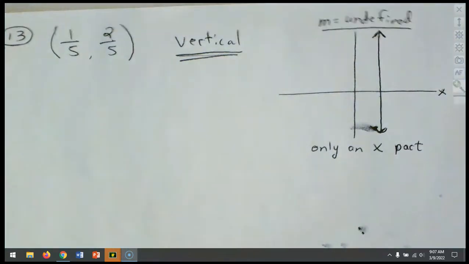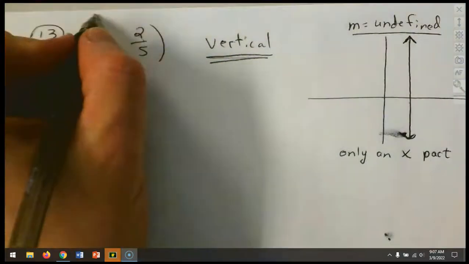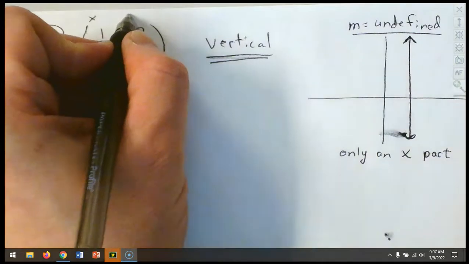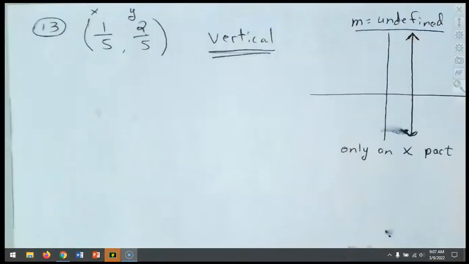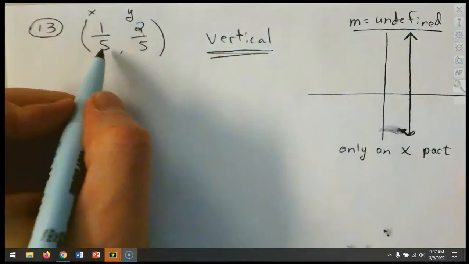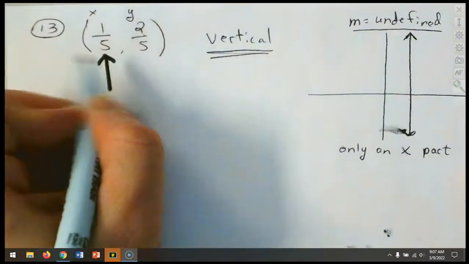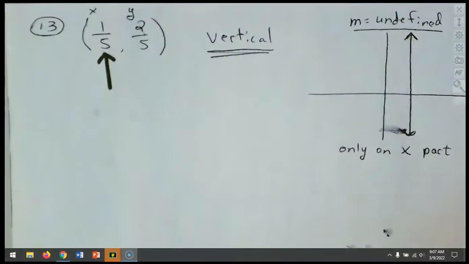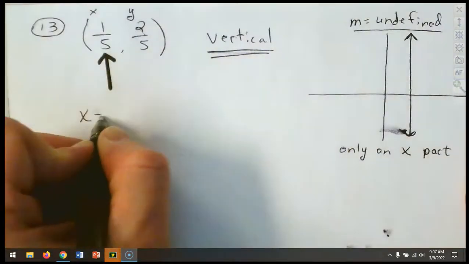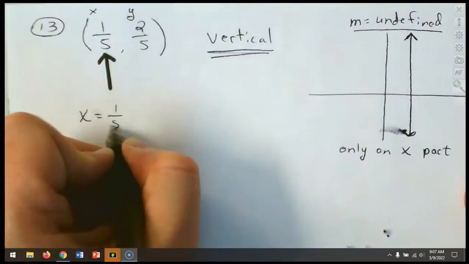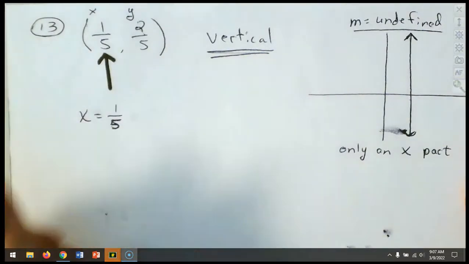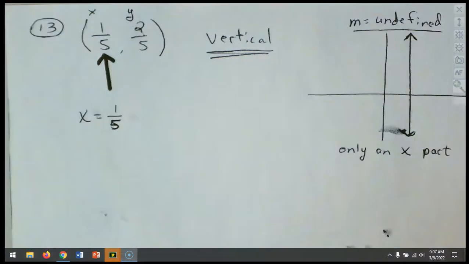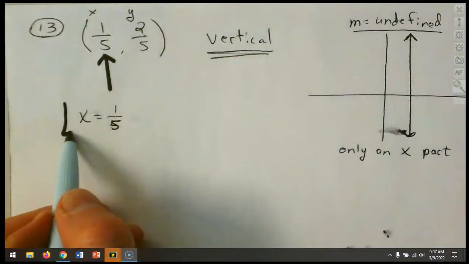Now, what is the x component of my ordered pair? Well, the x component of my ordered pair is going to be that 1/5. So what would my answer be? My answer would simply be x equals 1/5. That's it. Because it's a vertical line.